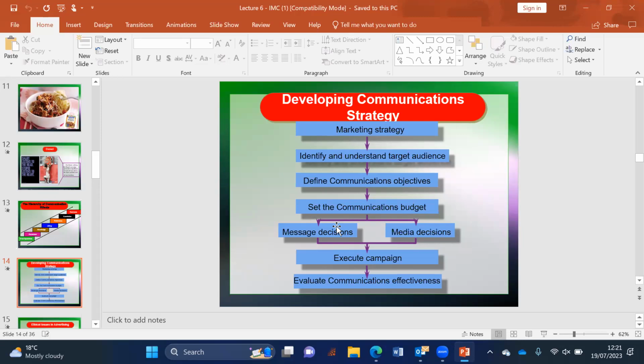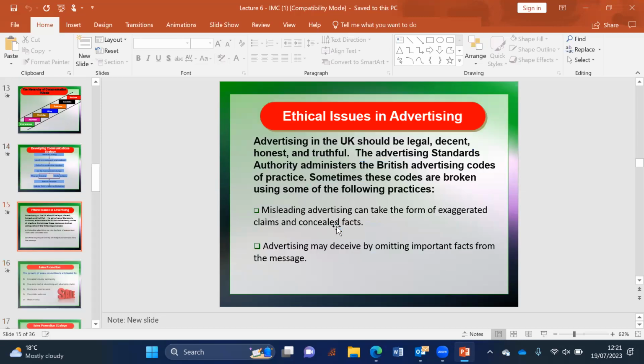You could have it on TV, on billboards, on social media, or you could have videos. What are you going to pick? That depends on your budget as well. Then you execute the campaign. So you go ahead and do the marketing decisions that you make, and then you evaluate the communication effectiveness. So after that, you see how well that marketing campaign worked for you.